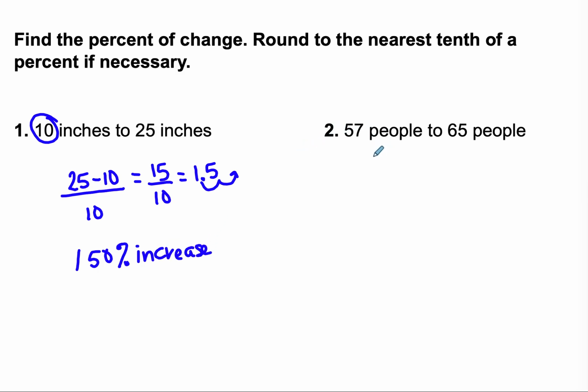All right, let's take a look at this next one. 57 people to 65 people. 65 is a bigger number. It comes first in our subtraction. 65 minus 57.